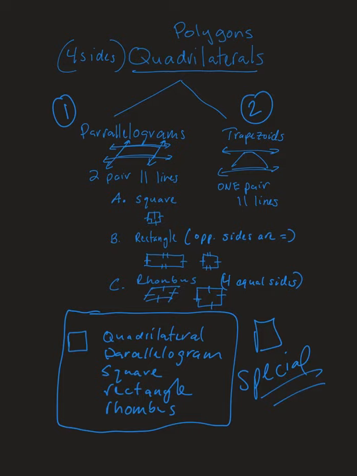Sometimes it's just going to be a parallelogram because it's not going to fit a square, a rectangle, or a rhombus. So sometimes you're going to have a quadrilateral that's just a parallelogram. Most of the time you're going to have a quadrilateral that's a parallelogram, and then it's going to be something else. So we talked about the special thing about a square.